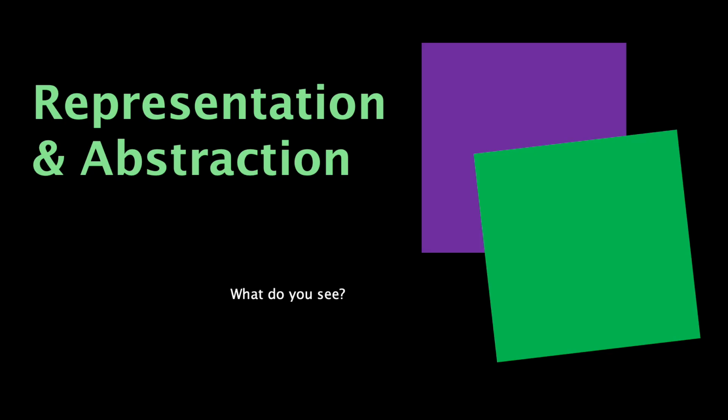What do you see when you look at the screen? If you were to ask me, I would probably say that I see a green square in front of a purple one. And I would feel that that was right, even though, as soon as I say it, I know I have said two things that aren't true.